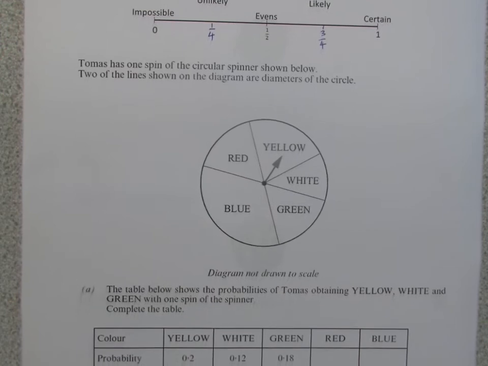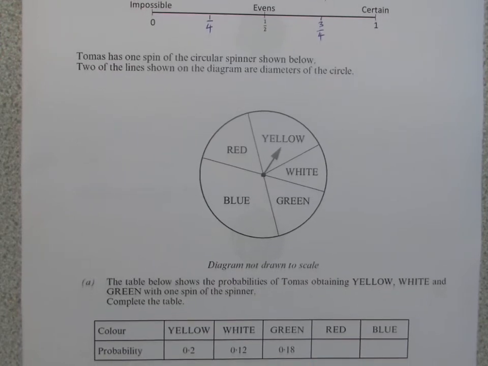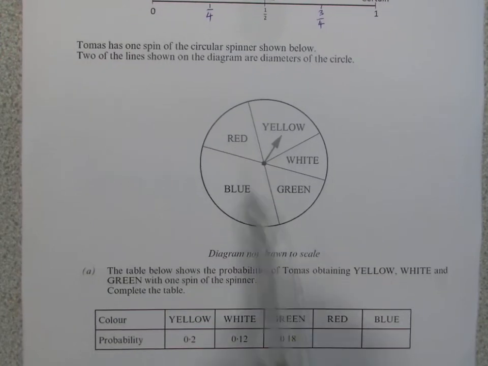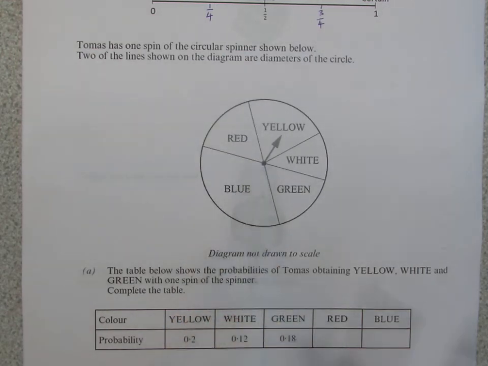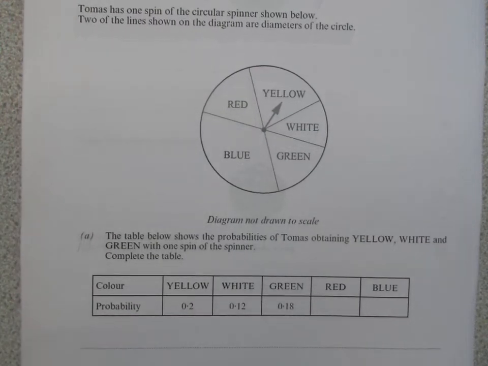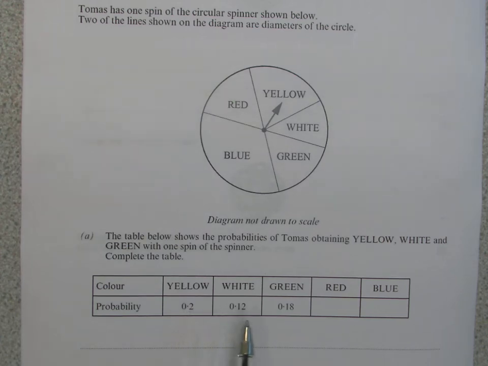So if we look at this question here, Thomas has 1 spin of a circular spinner, shown below. 2 of the lines shown in the diagram are diameters of the circle. So you can see the diameters there, 2 straight lines crossing. The table below shows the probabilities of Thomas obtaining yellow, white and green with 1 spin of the spinner. The probability of getting yellow is 0.2, white is 0.12, and green is 0.18.